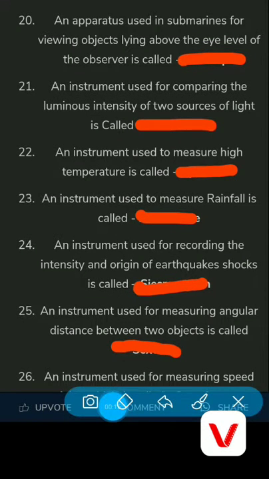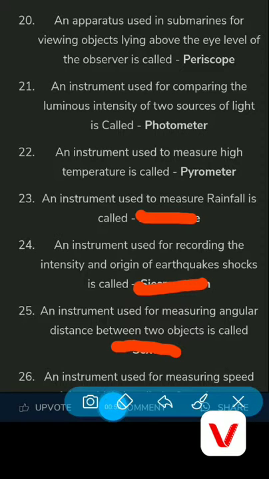The question number 20, an apparatus used in submarines for viewing objects lying above the sea, above the eye level of the observer, is called a periscope. An instrument used for comparing the luminous intensity of two sources of light is called a photometer. An instrument used to measure high temperature is called a pyrometer. Okay, to measure the high temperature.